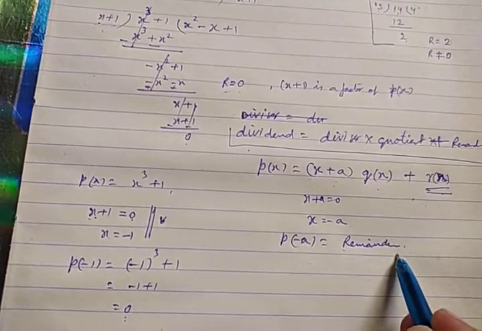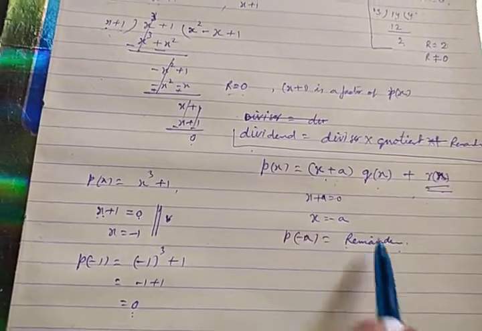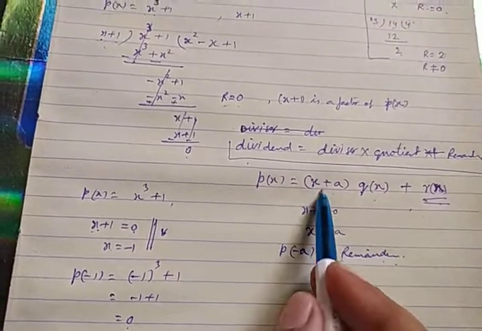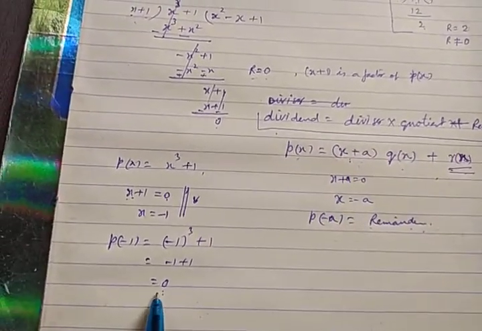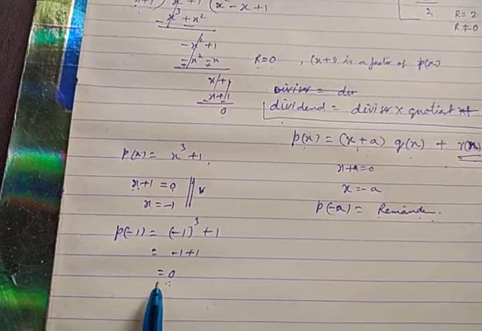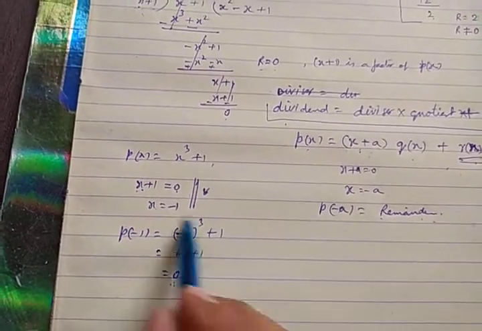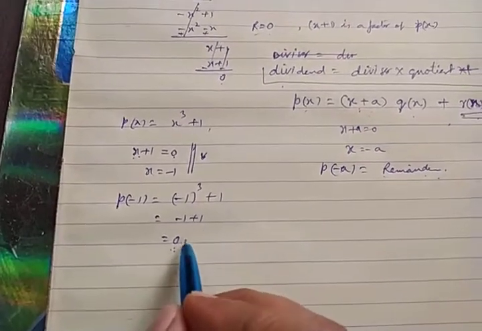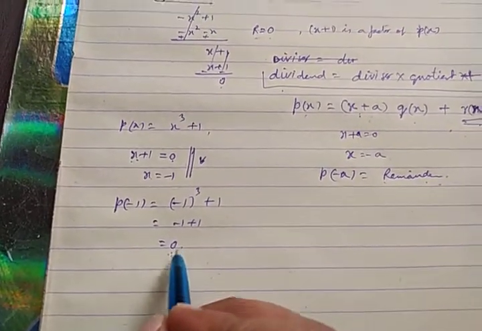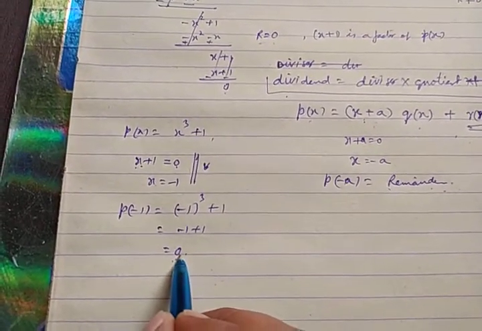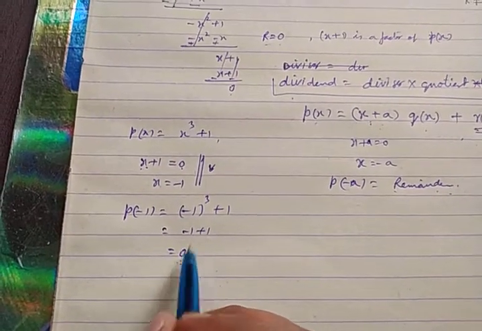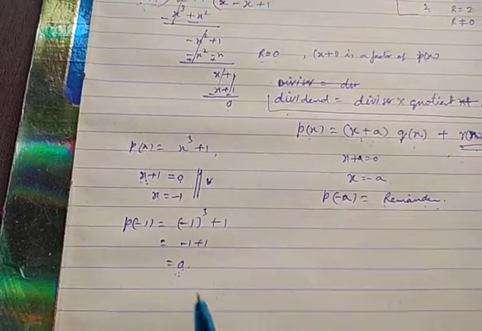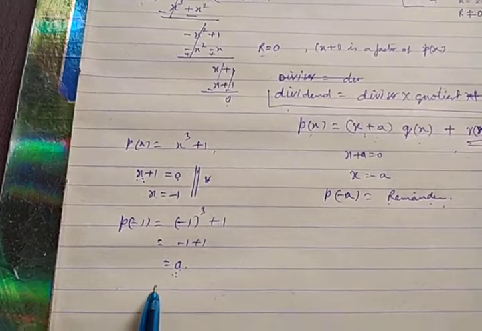If the remainder is 0, then it would be a factor. If the remainder is not equal to 0, it will not be a factor. In this case, this is coming 0. It means the remainder is coming 0. In this whole process, actually you are going to calculate the remainder. After the calculation, you will conclude that the remainder is 0. It means it is a factor of p(x). If the remainder is not 0, it's not a factor.